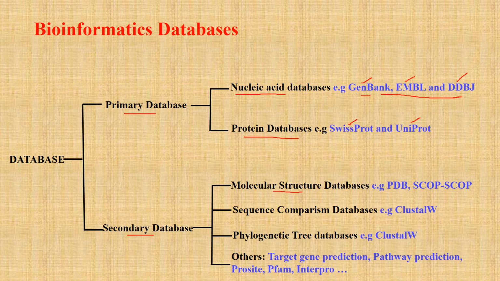As examples, we have molecular structure databases, such as the Protein Data Bank, and SCOP. We have sequence comparison databases, for example CLUSTAL-W, which are used generally in multiple sequence alignment comparisons. We have phylogenetic tree databases, for example CLUSTAL-W also. There are many other databases. We have microRNA target gene prediction databases, which are used to predict target genes for microRNAs. We have pathway prediction databases, which are used to predict pathways for genes. We have others like PROSITE, Pfam, and InterPro.